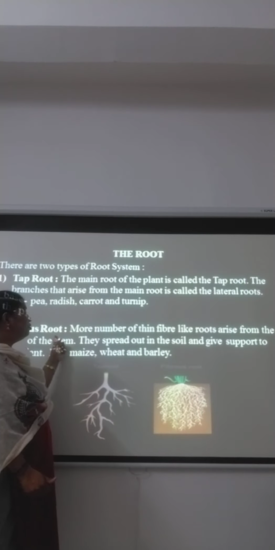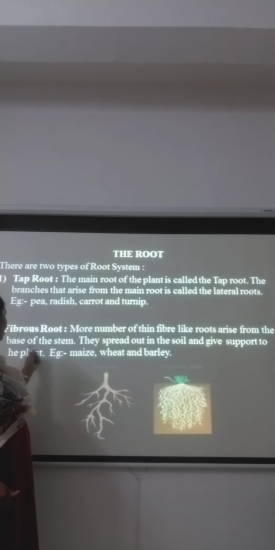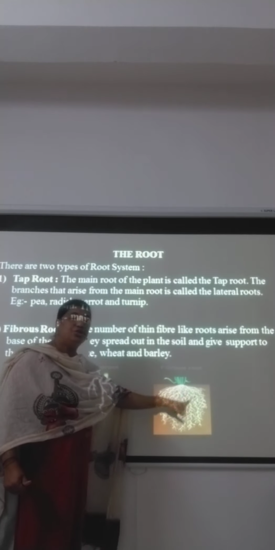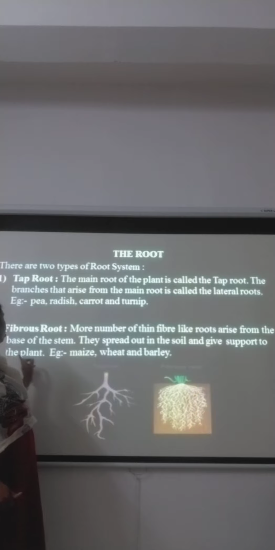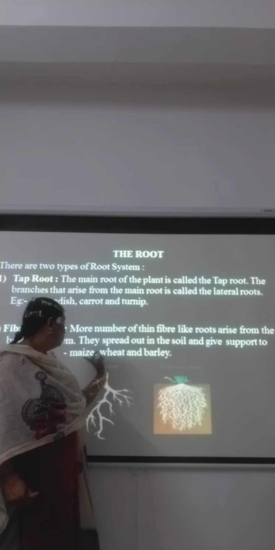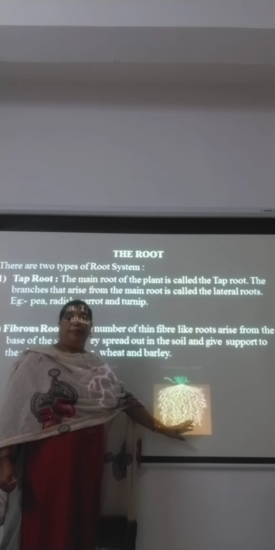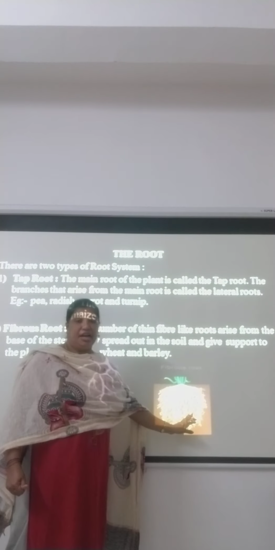Now fibrous roots are a large number of thin fiber-like roots that arise from the base of the stem. So from the base, a big bunch of roots are coming out and they give support to the plant. So example, maize, wheat, barley, grass, all these plants, the root system which is present in it is the fibrous root system. Understood children?